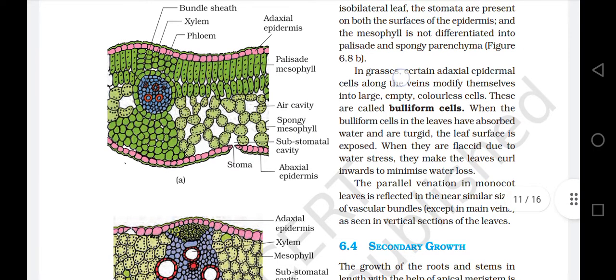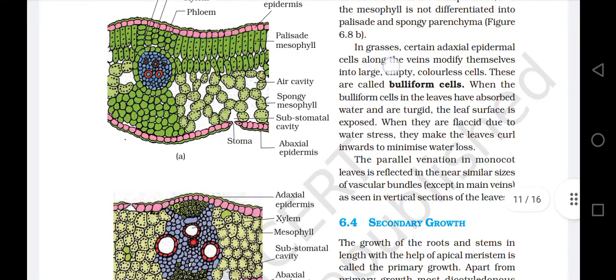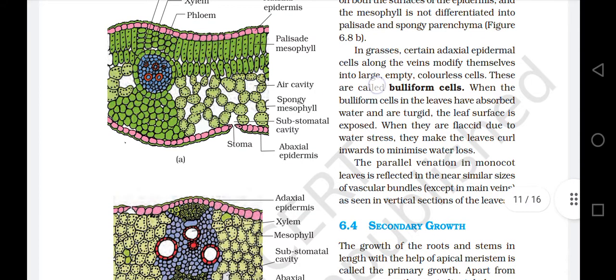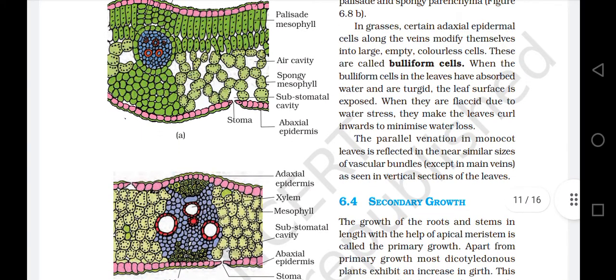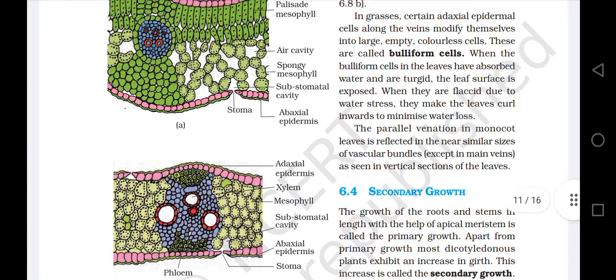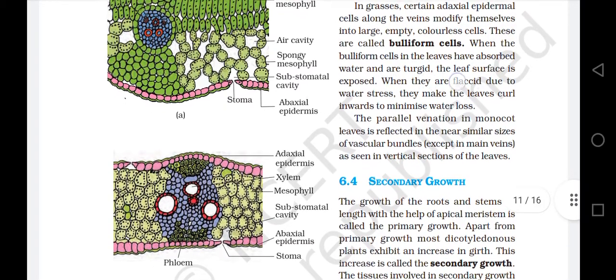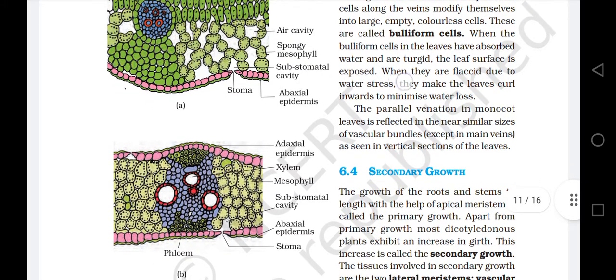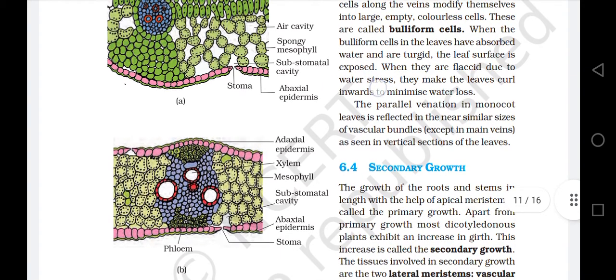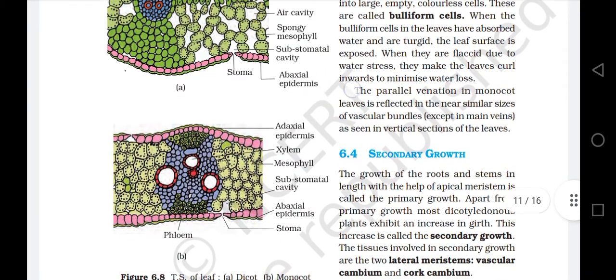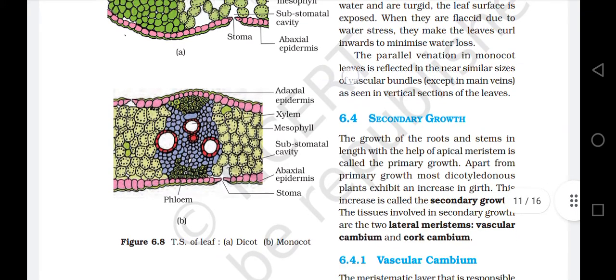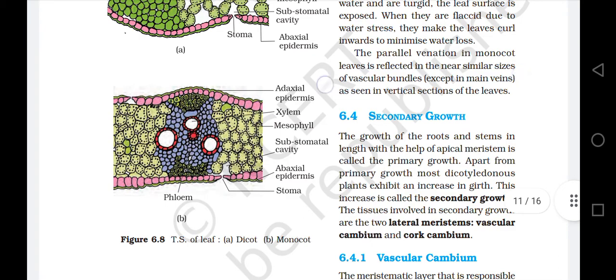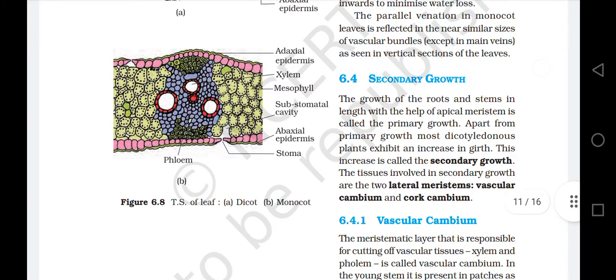In grasses, certain adaxial epidermal cells along the veins modify themselves into large, empty, colorless cells. These are called bulliform cells. When the bulliform cells in the leaves have absorbed water and are turgid, the leaf surface is exposed. When they are flaccid due to water loss, they make the leaves curl inward to minimize water loss. The parallel venation in monocot leaves is reflected in the near similar sizes of vascular bundles except in main veins, as seen in vertical sections of the leaves.